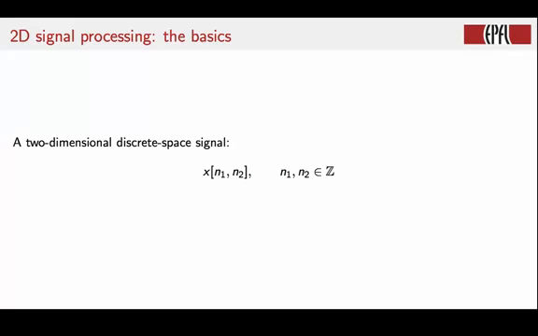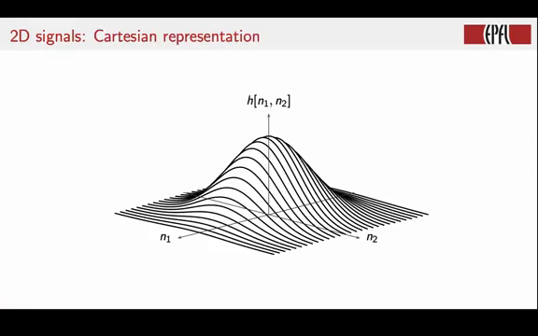Let's now look in more detail at the extension of our digital signal processing paradigm to 2 dimensions. So a discrete space signal is a signal that we indicate with this notation, x of n1 and n2. n1 and n2 are two discrete valued indices. The signal could be complex valued, but of course in the case of images, scalar images, the values are going to be real. So how do we represent this 2D signal?